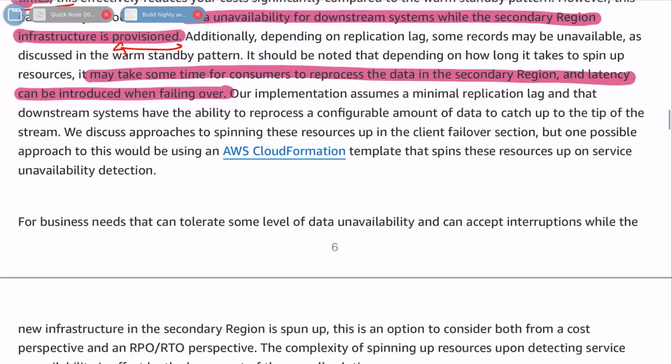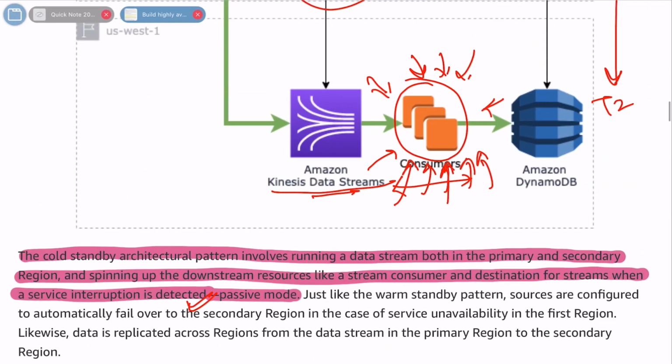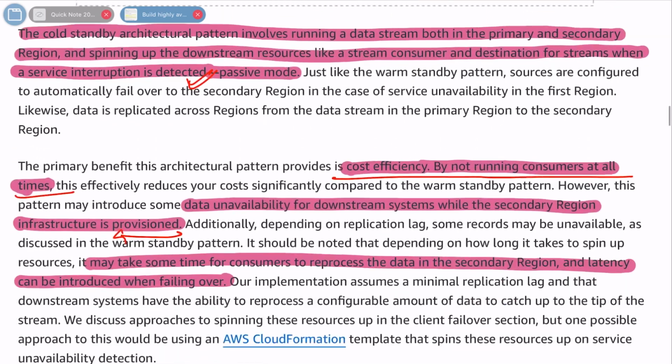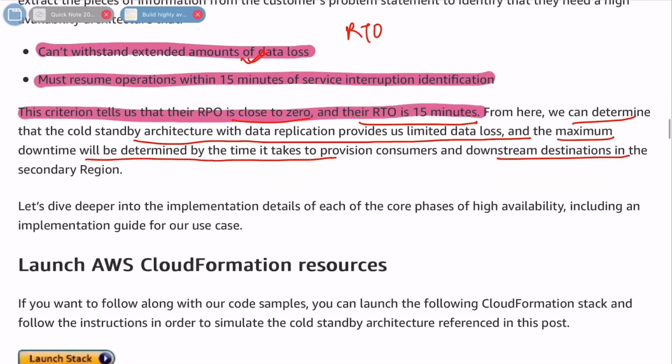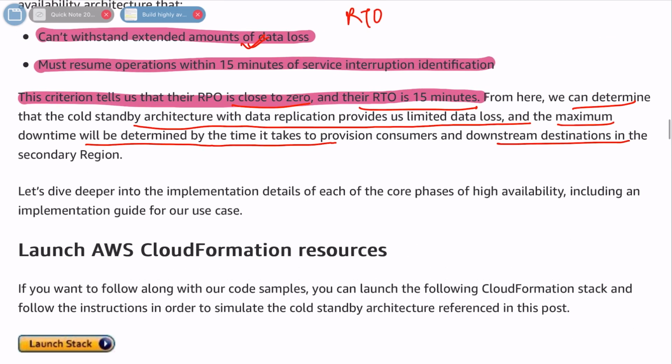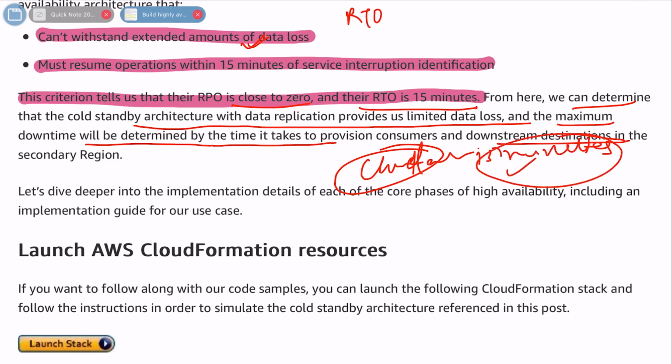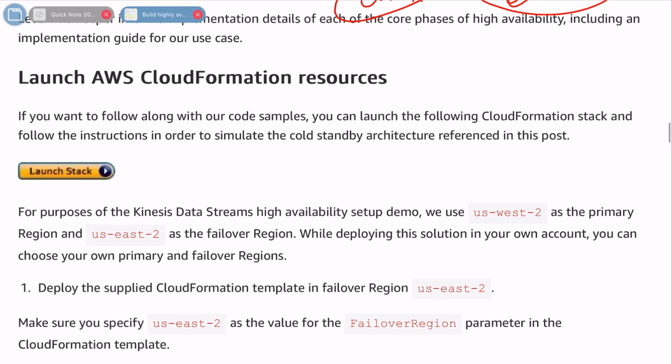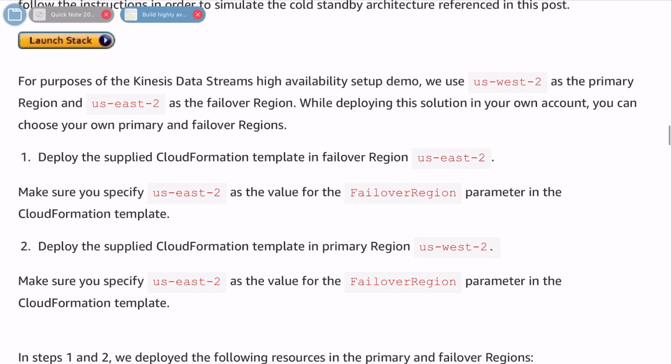So the maximum time it can take is the time taken by consumers to come back. This can be the time when the system is not available, but I think we can sustain up to 15 minutes. It should be good if we have proper configurations in place, say we are using a CloudFormation template, so that your resources come up in 15 minutes. It's a good enough time to provision resources. It generally takes, I think, 2 to 3 minutes for the resources to be provisioned.